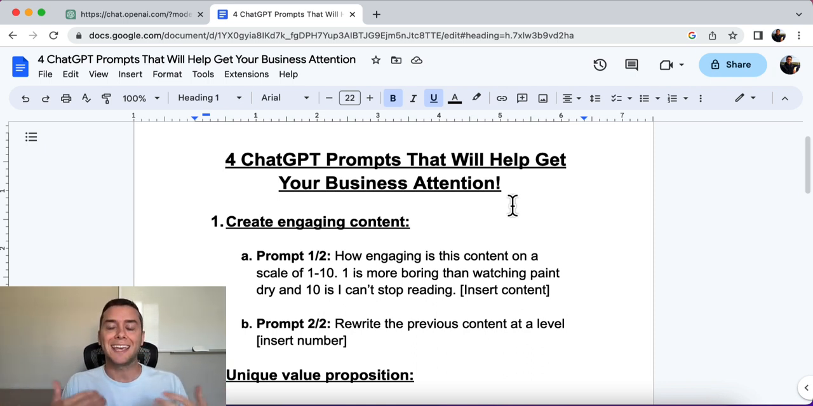You need to have engaging content. It cannot be boring content, especially with more and more people putting content on the internet now. You need to stand out. You need to make sure that it is engaging. So that's where this prompt will help you.